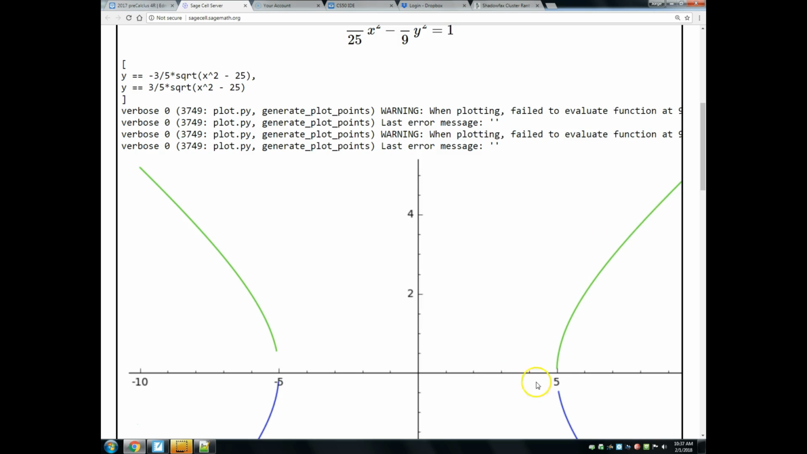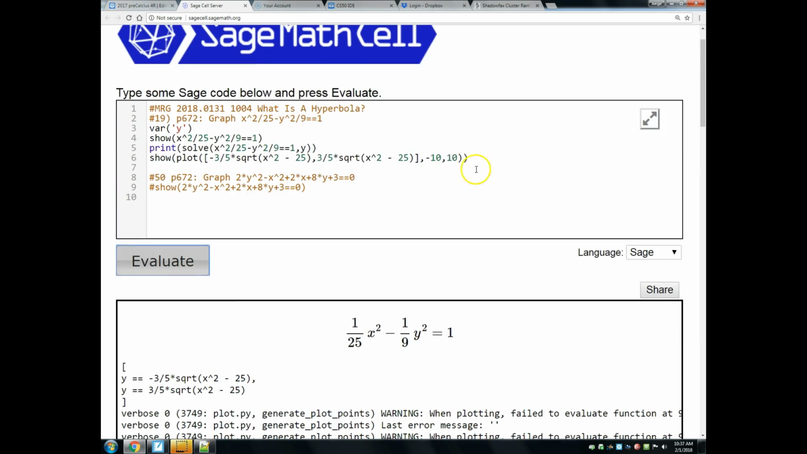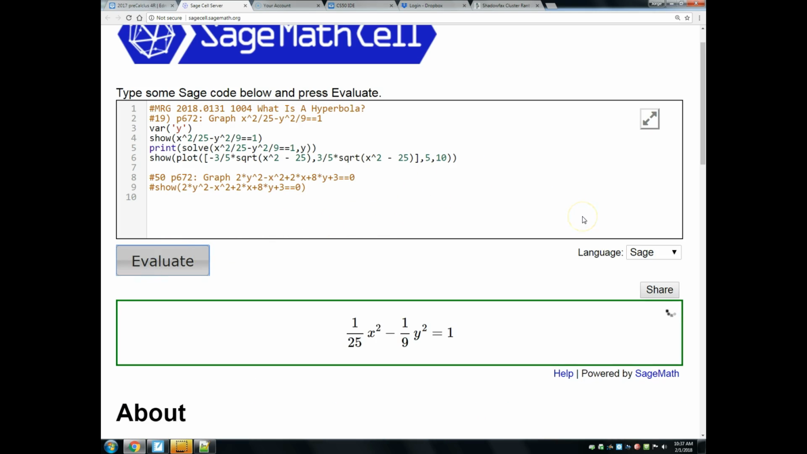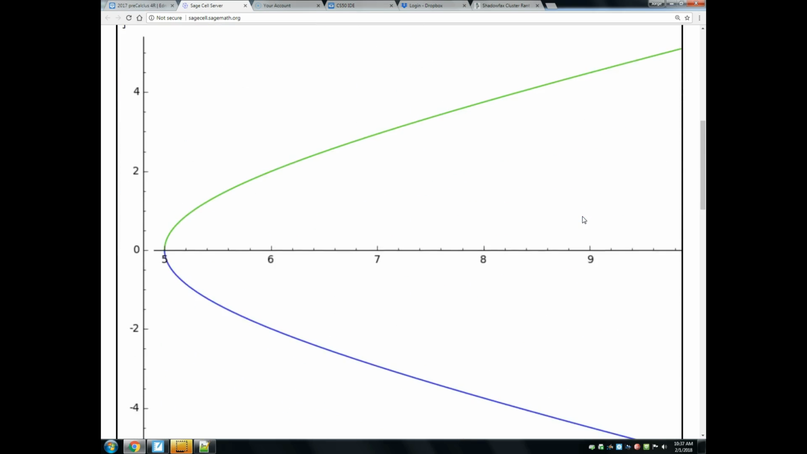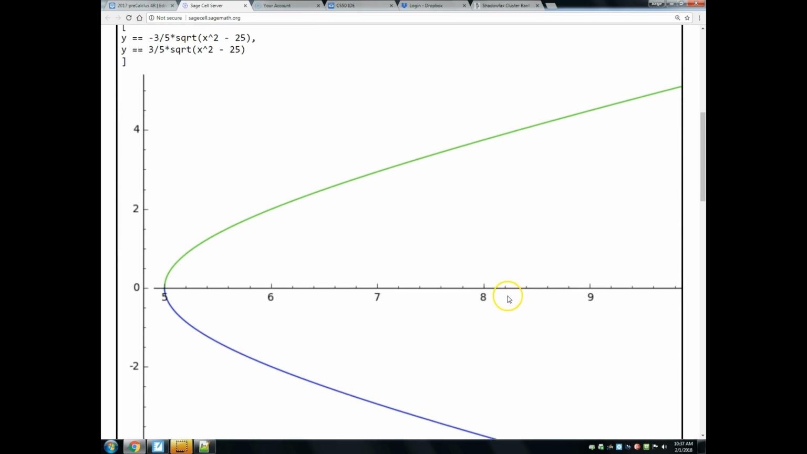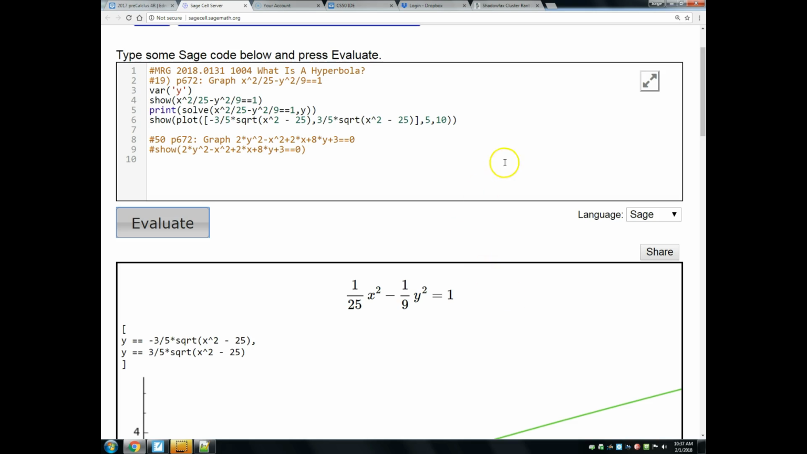Well, how about we just graph from 5 to infinity? Well, I'm not going to do that. How about from 5 to 10? All right, let's see. So from 5 to 10. Graph that. There you go. But the aspect ratio is really off, right? All right, well, we can clean up the aspect ratio later.